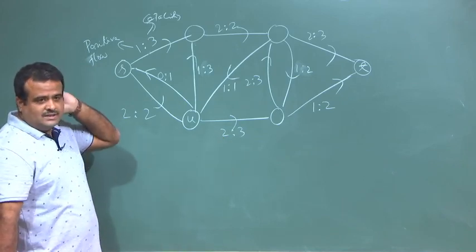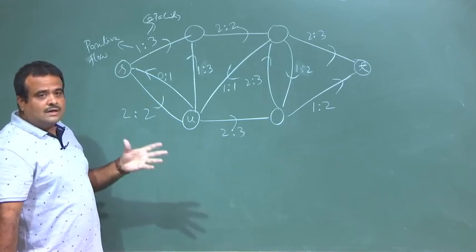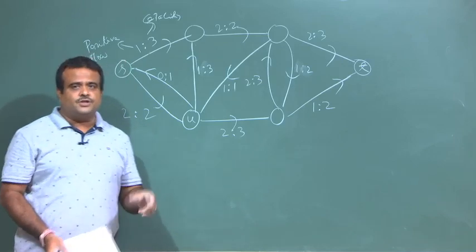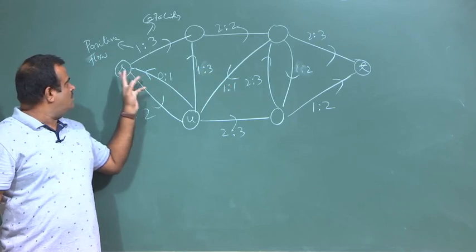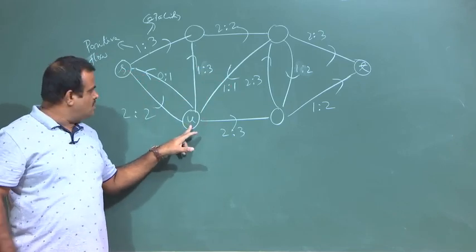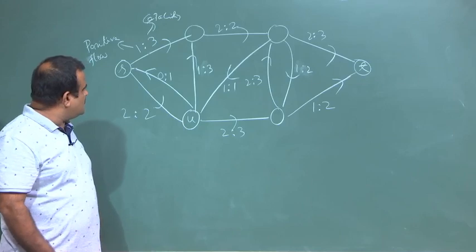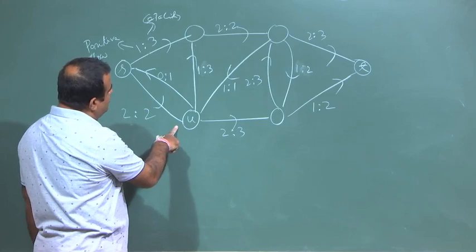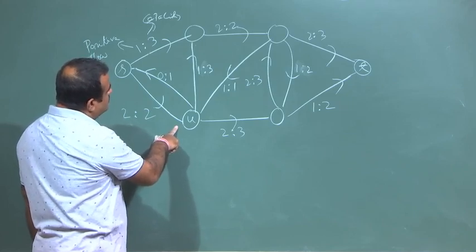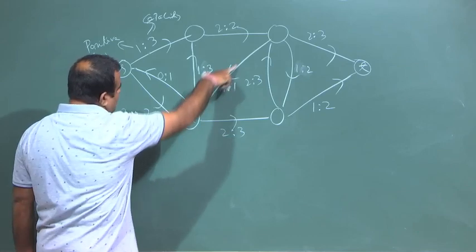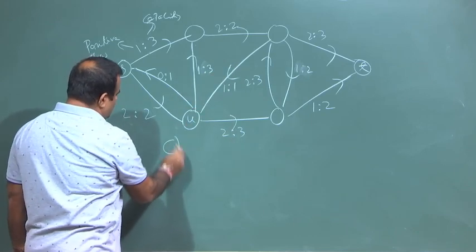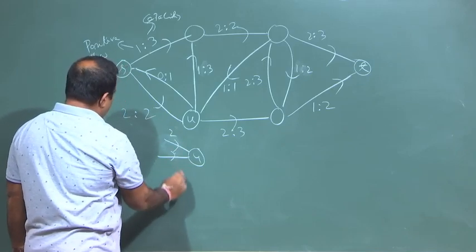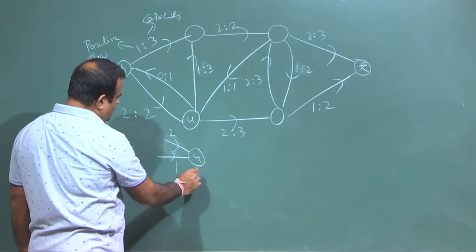Now, the second condition: we have to take the current consumption. That flow consumption must be 0 for any intermediate node which is not S and T. Suppose, for example, this node. What is the flow consumption at this node? This is the flow coming in: 2 is coming, and then another flow is coming, 3. So, this is u. What are the flows coming? So 2, this is 1. So, total flow is consumed.